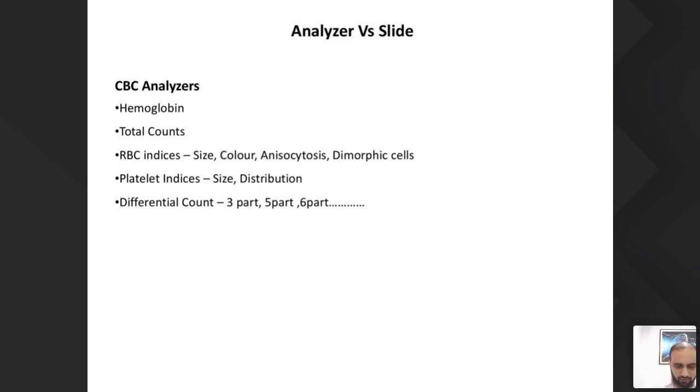Same for the color, looking into the MCH and MCHC, and anisocytosis with the red cell distribution width. The other is whether there are different subsets of population, we label it as the dimorphic cell.